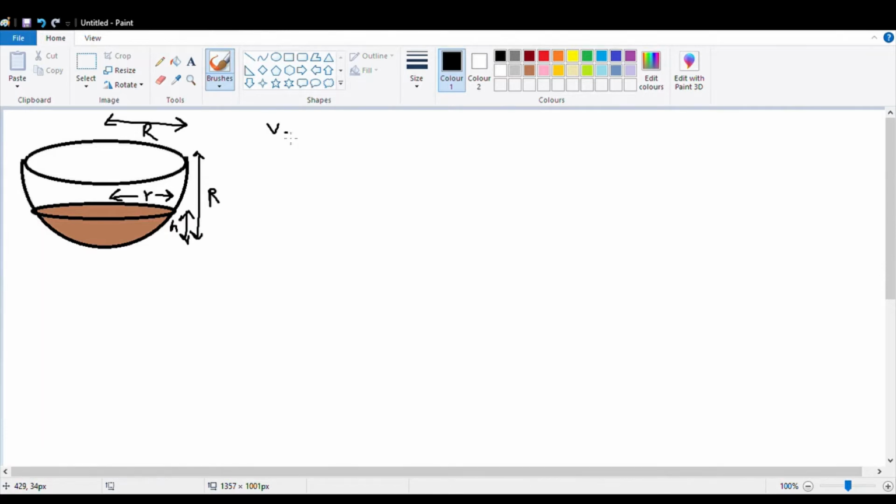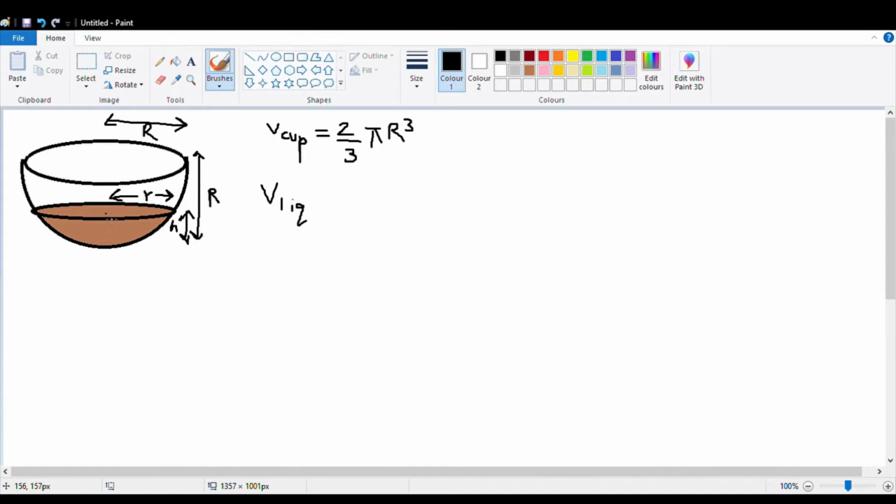So we know that the volume of the cup is elementary. It's taught in any high school that it's 2 by 3 pi r cubed, because it's half of a sphere. So the volume of a liquid is a bit more interesting, I think.